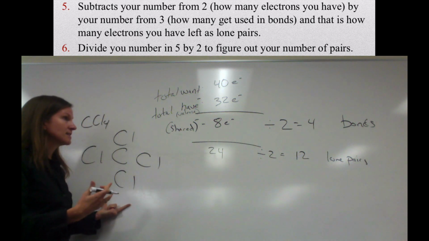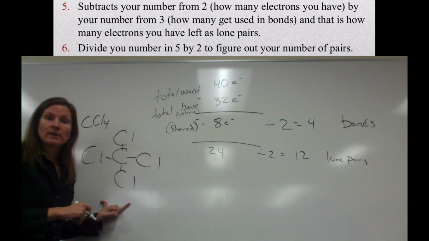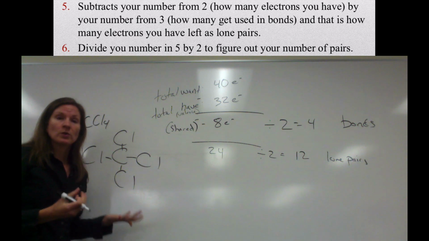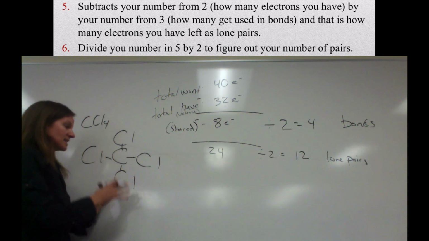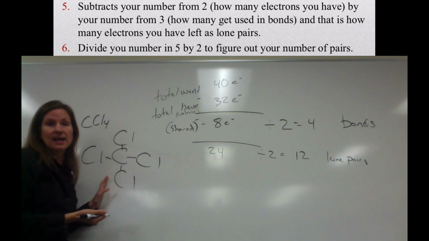So, 4 bonds. Number 1, everything has to be bonded to the center. So those are my 4 bonds. Now I have 12 lone pairs, or 24 total electrons left. I simply start on the outside and start putting them out in order to satisfy my octets.